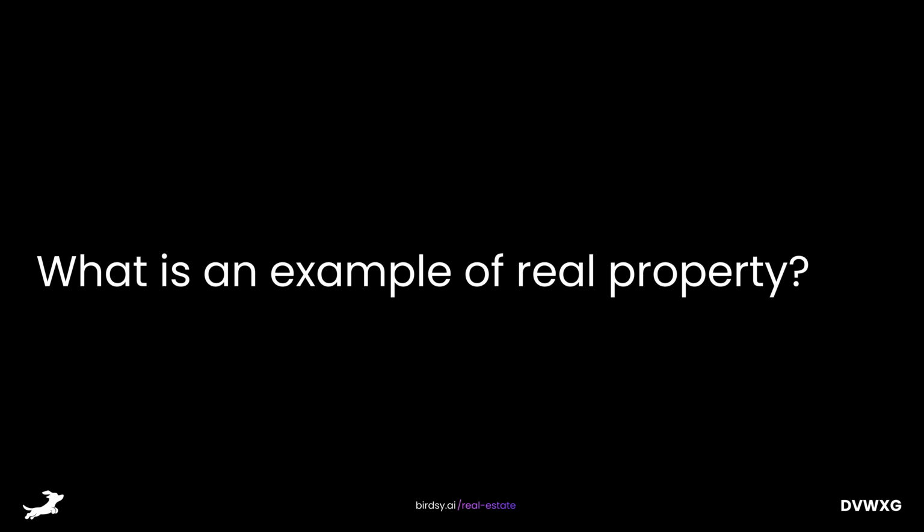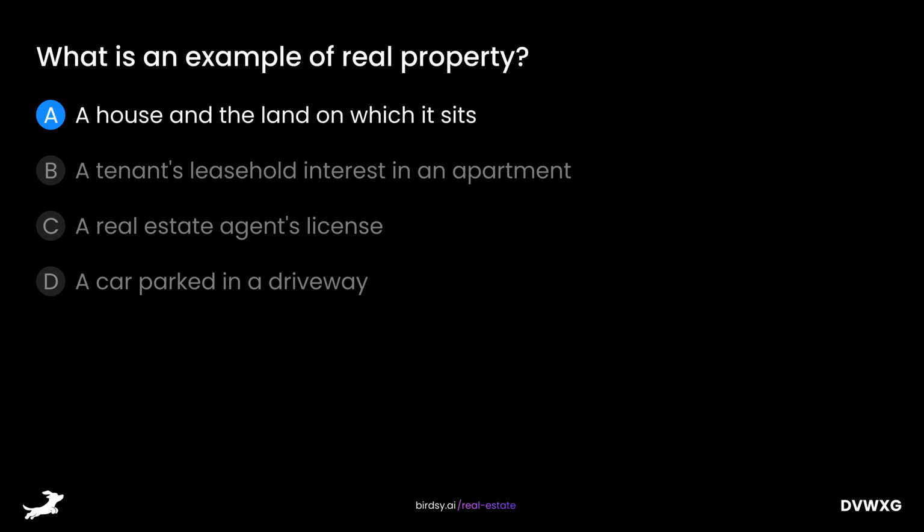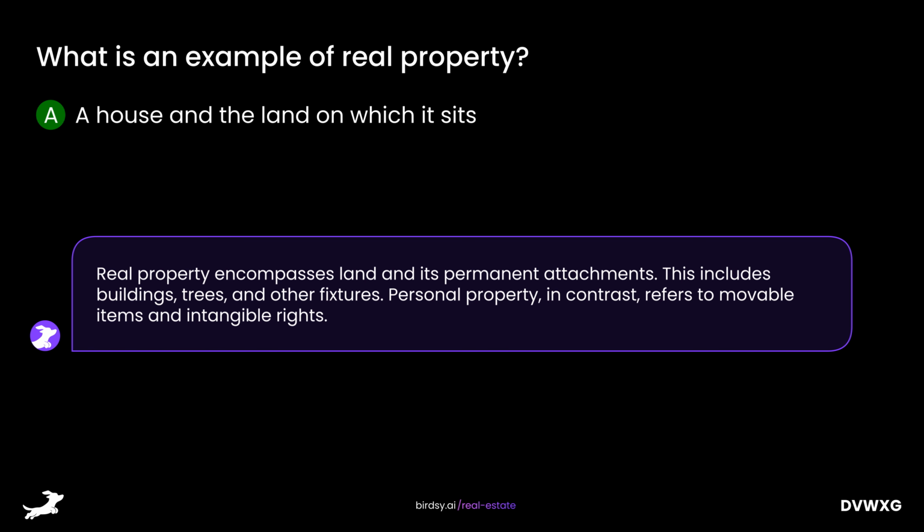What is an example of real property? Is it A, a house and the land on which it sits, B, a tenant's leasehold interest in an apartment, C, a real estate agent's license, or D, a car parked in a driveway? The answer is A, a house and the land on which it sits. Real property encompasses land and its permanent attachments. This includes buildings, trees, and other fixtures. Personal property, in contrast, refers to movable items and intangible rights.